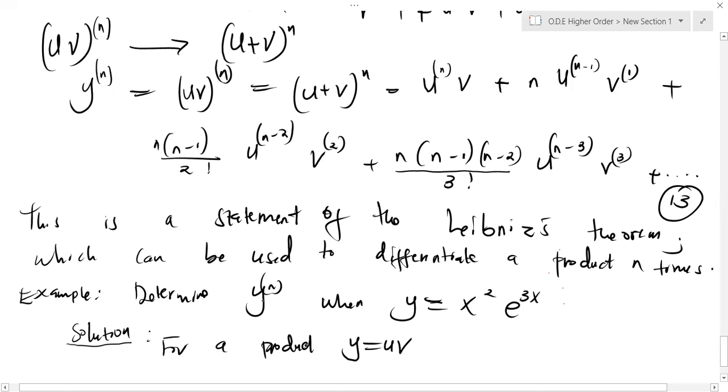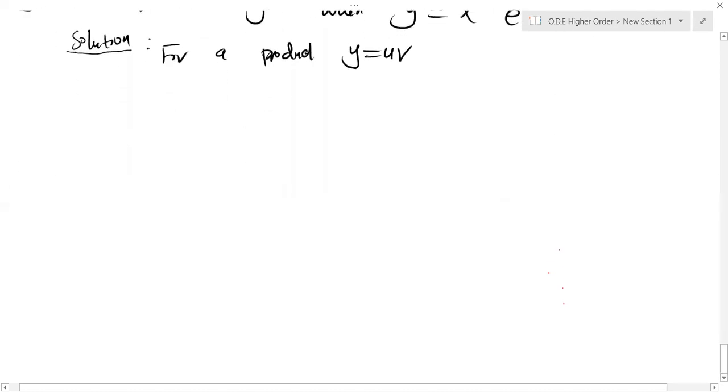Okay, guys, so we are being given: determine the nth derivative of y when y is given by x squared exponential 3x. Now, for a product uv, the function taken as u is the one whose nth derivative can be readily determined. v is the one whose derivative reduces to 0 after a few stages of differentiation. So that's one thing to note.